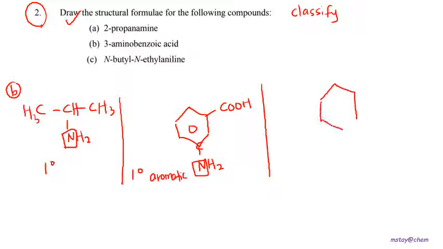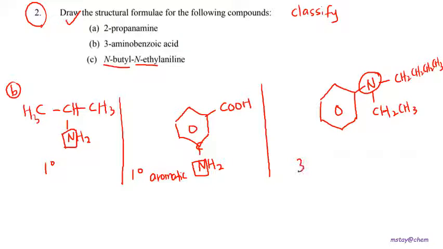Third compound, aniline. So this is the structure for aniline as the parent: benzene ring attached to NH2. However, here we can see there are other substituents bonded to the nitrogen. We have N-butyl, which consists of 4 carbons, CH2, CH2, CH2, CH3, and then N-ethyl, 2 carbons, CH2, CH3. For this one, the nitrogen is attached to 3 carbons, so tertiary, and the nitrogen is attached directly to the benzene ring, so it's a tertiary aromatic amine.